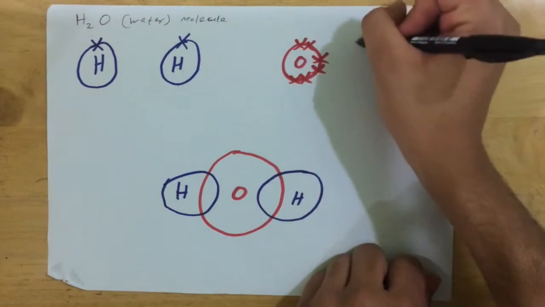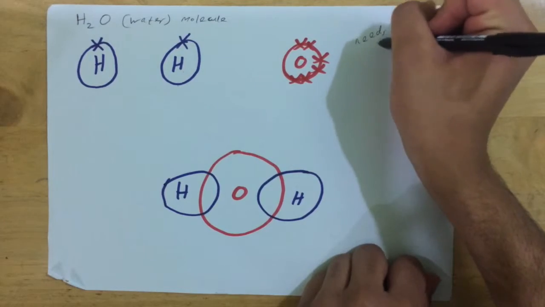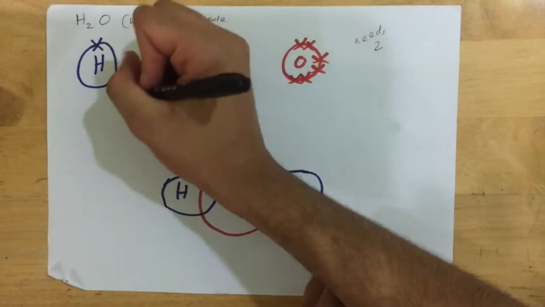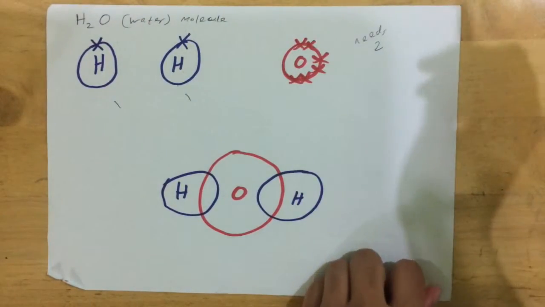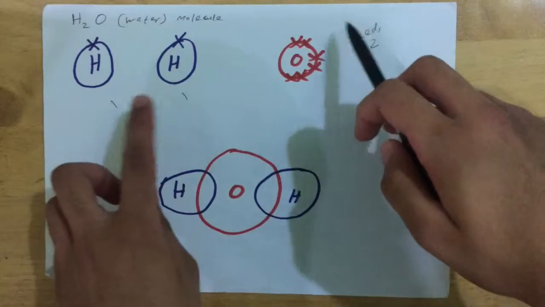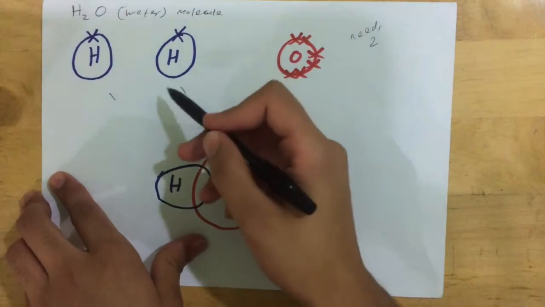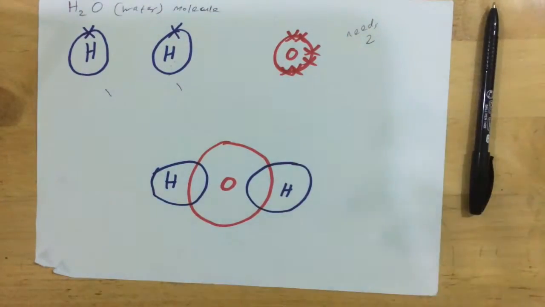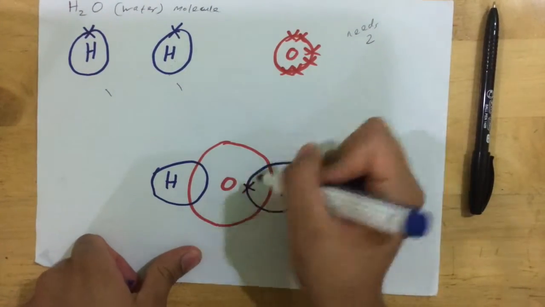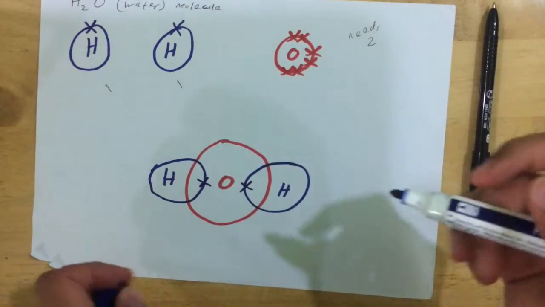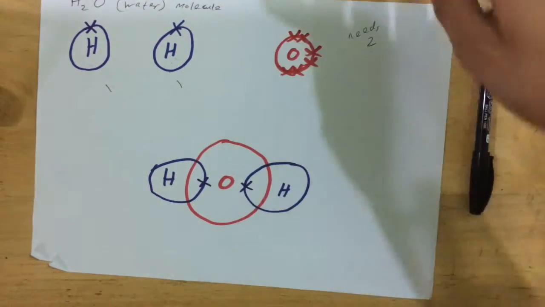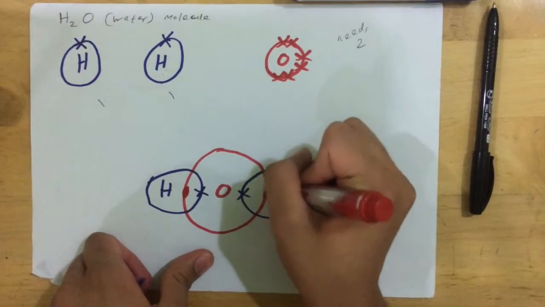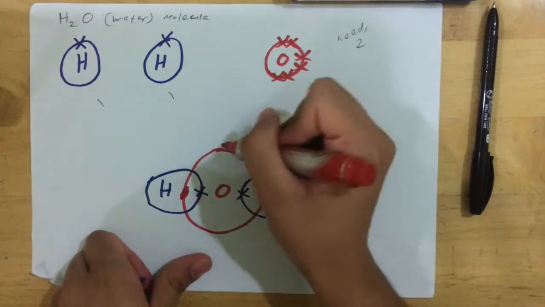So it needs 2 electrons to get a full outer energy level, and each of these hydrogen atoms needs 1 more electron to get a full outer energy level. So do you see the link? 1 plus 1 gives you 2. They can share their electrons. So the hydrogen, they can only share 1 between them. So that's why you need 2. And obviously the oxygen will share some of its electrons. And then it will have its 4 left over.